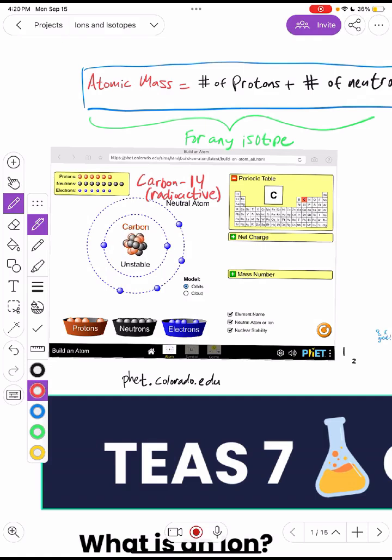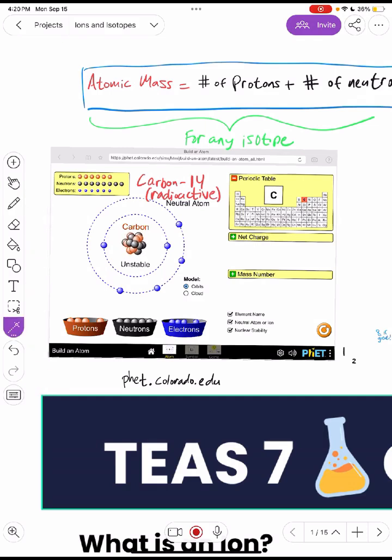So that's a quick discussion and review of what isotopes are, but also a little more in depth about how we can have the same exact element. However, you can have different properties in different isotopes, okay?